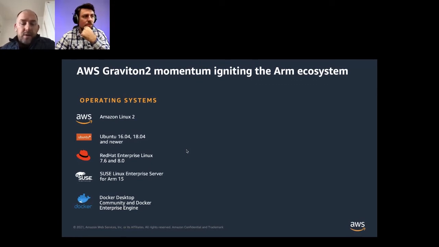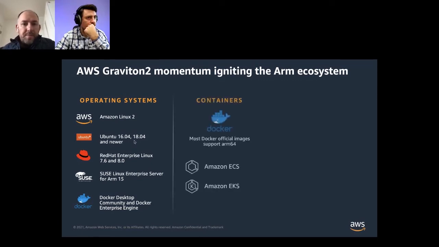Other thing you can do in order to get this cost optimization is not only rebuilding your software for Gravitons. You could use a few products that support ARM Gravitons out of the box. And on this slide, you can see these operating systems. They work just fine being run on ARM: Amazon Linux, Ubuntu, Red Hat, SUSE, desktop.